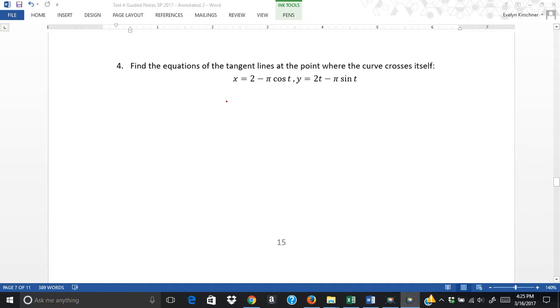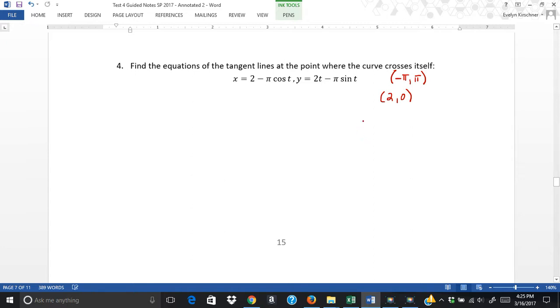In order to figure out where the curve crosses itself, you have to look at the graph. So go ahead and pause, graph this, and see what you see. My recommendation is to look in the window from negative pi to pi. If you did, you'll see that it crosses at the point (2, 0).